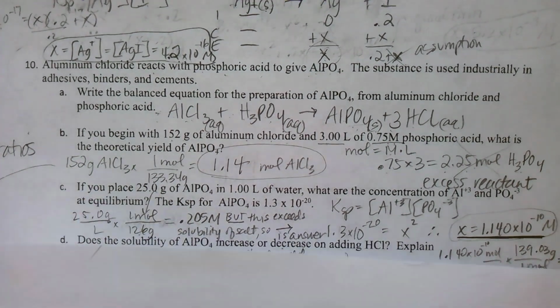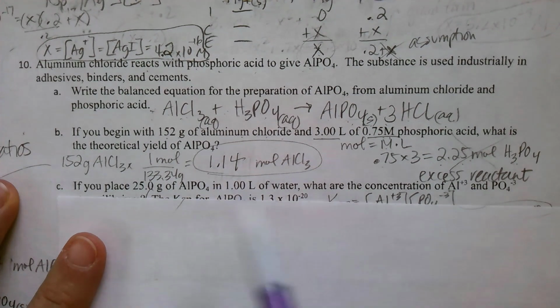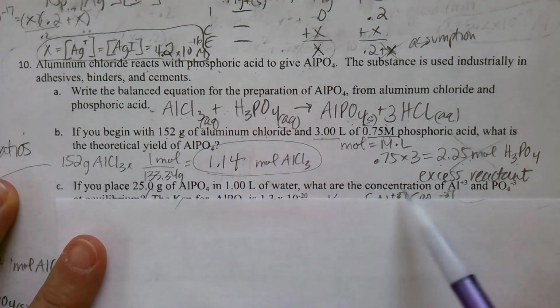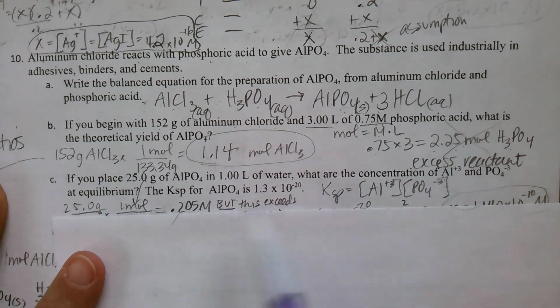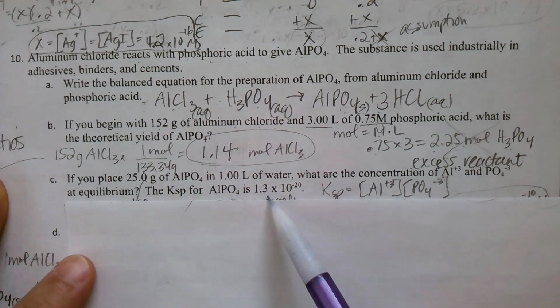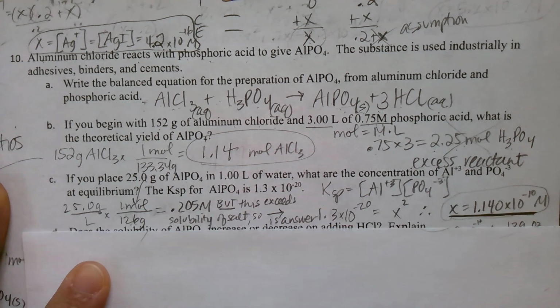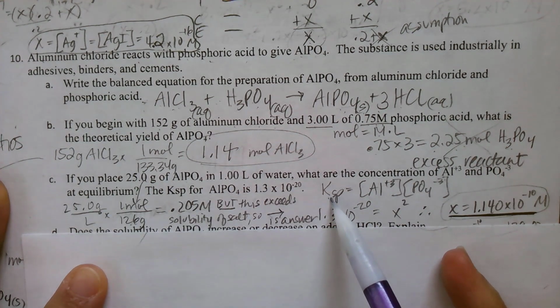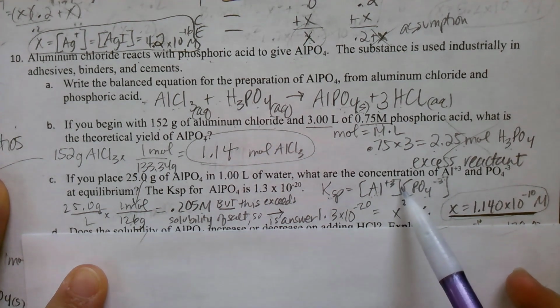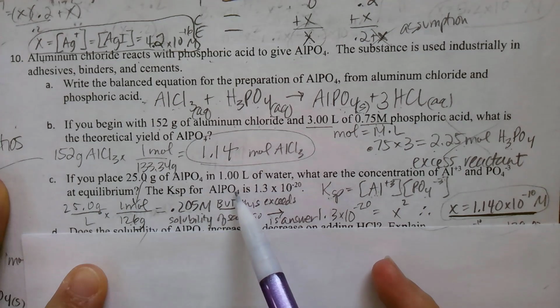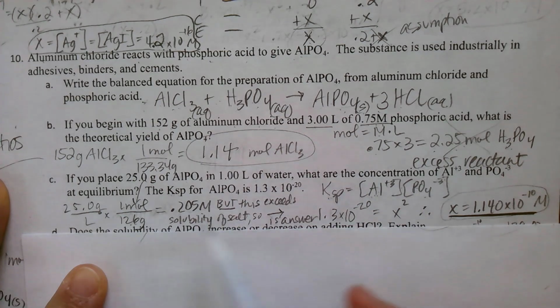If we placed 25 grams of aluminum phosphate in 1 liter of water, what are the concentrations of the aluminum and the phosphate ions at equilibrium? And we're given the Ksp for aluminum phosphate. Now, we know Ksp is the aluminum ions times the phosphate ions. It's a 1-to-1 ratio. So looking at this two different ways.